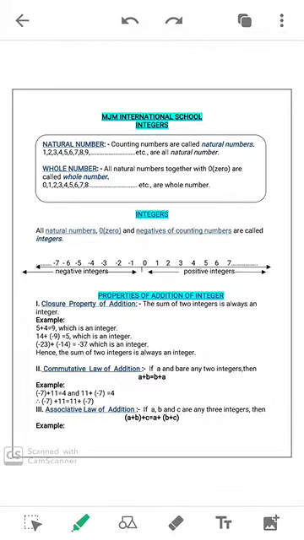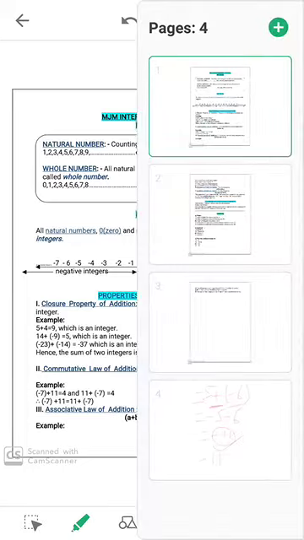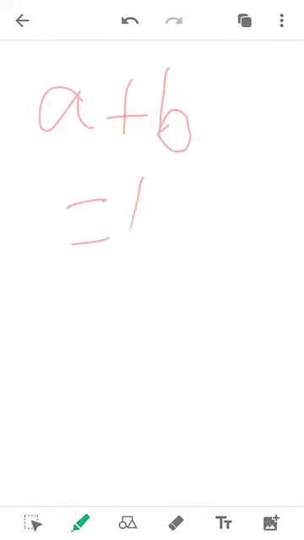Now, second, commutative law of addition. If a and b are any two integers, then a plus b is equal to b plus a.